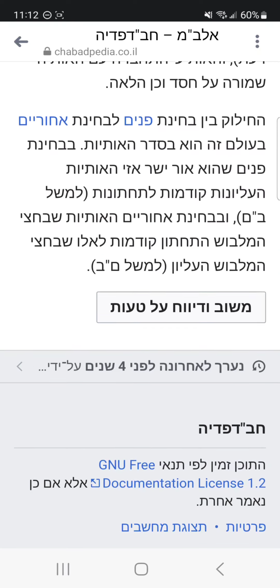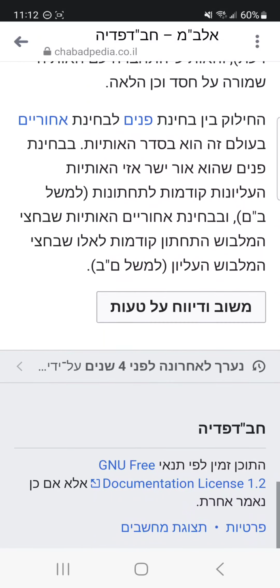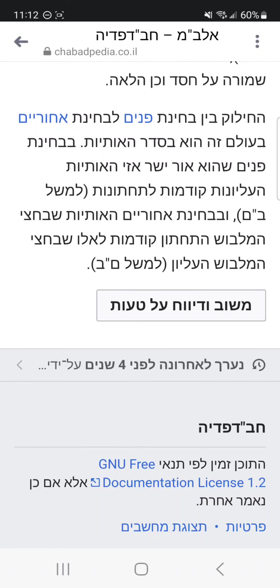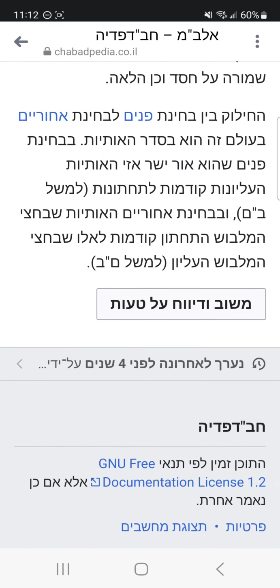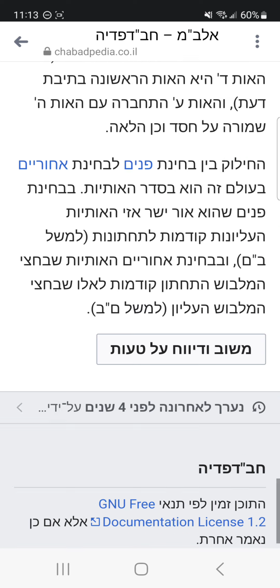And the aspect of Achorayim, backwards or back: the letters that are from the bottom half of the clothing come before those that are from the upper part of the clothing. So, for example, when we're dealing with backwards, not face to face, then it's Mem Bet. The bottom half comes before the upper half.